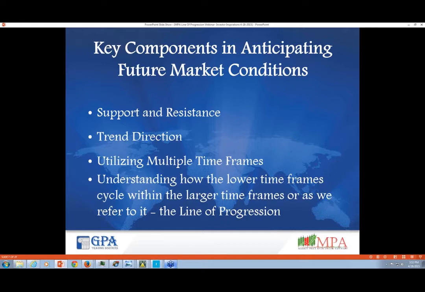And as we go further, utilizing multiple time frames is the caveat to success. All time frames will be involved with the movement of stock prices, commodities, futures, Forex. As the time frames cycle, they cause that stair-stepping affair. You ever notice how when stocks move higher, they tend to stair-step higher with little pullbacks and then break new highs, pull back, break new highs? That is due to cycling time frames. So as we go on and define the line of progression, it is understanding how the lower time frames cycle within the larger time frames, or as we refer to it, the line of progression.